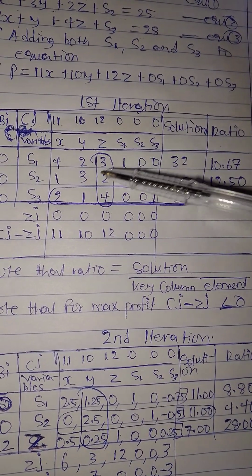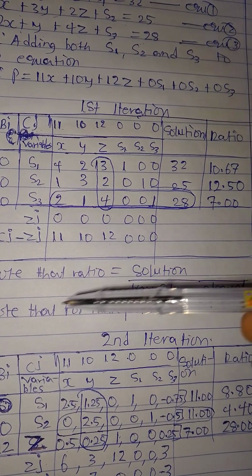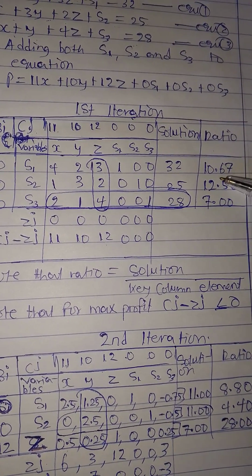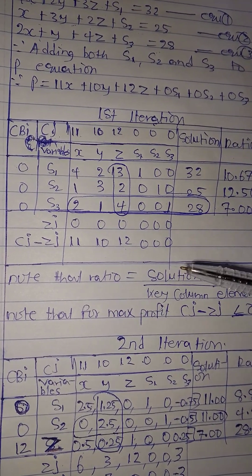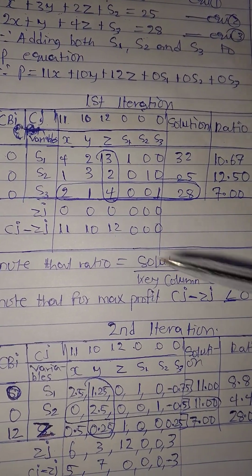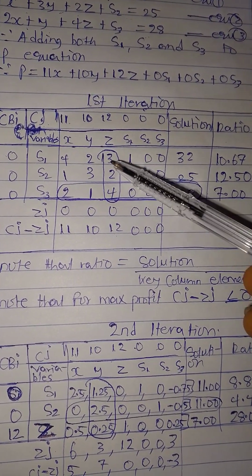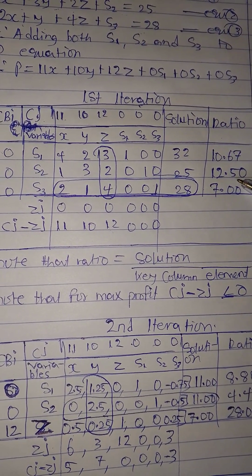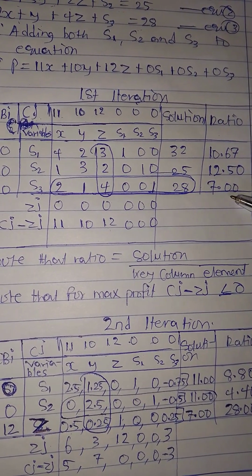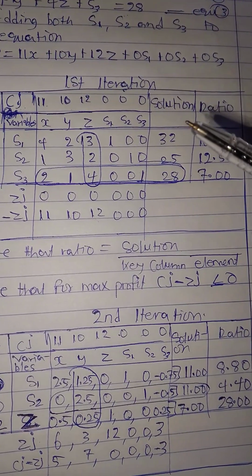Okay, so therefore after doing that, now how do I get my ratio? Ratio is equal to solution over key column element. So that becomes 32 divided by 3, which is 10.67. 25 divided by 2 will give you 12.5. 28 divided by 4 will give you 7.0. So after doing that, what's next?